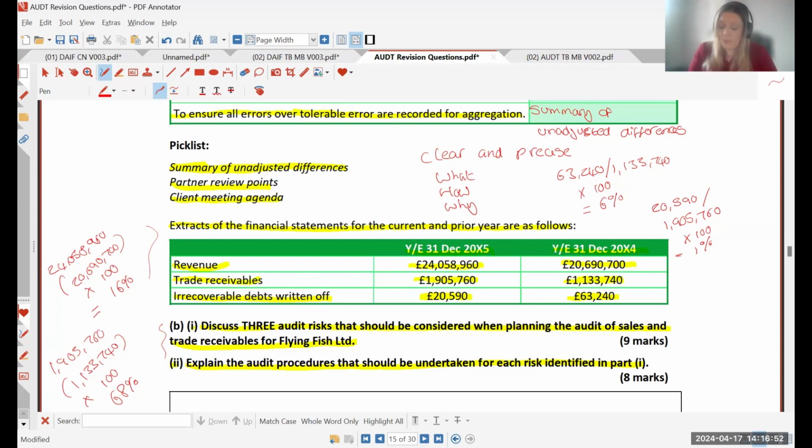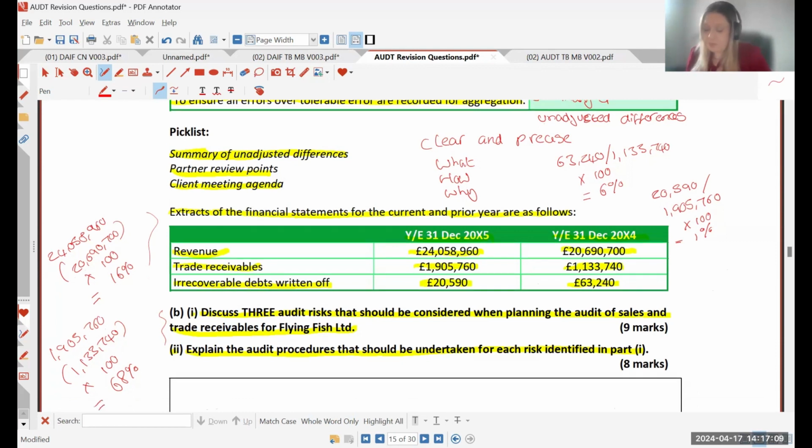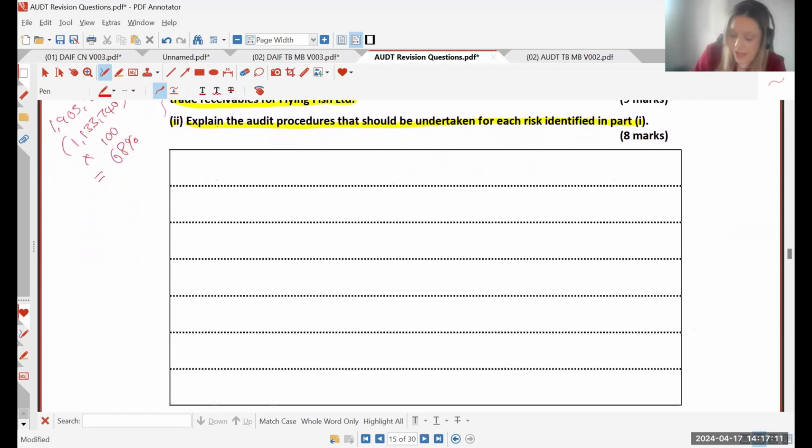So we'll start with the first risk. We need to discuss an audit risk and then explain the procedures that should be undertaken for each risk. Okay. You need to present this in a way that's very, very clear to your examiner. Now, headings, so simple, but so important. Risk 1, and I'm going to answer part I and part II, both under this risk one.